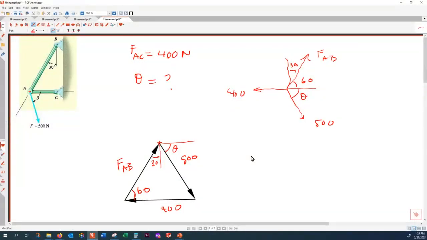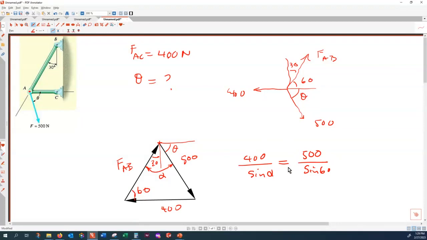Any suggestions? Okay, let's start with this one. Let me assume that this angle is, whatever, I call this alpha. So if I apply the sine law here, that is 400 divided by sine of the opposite angle alpha, that is equal to 500 divided by sine of the opposite angle, which is sine 60. All right.